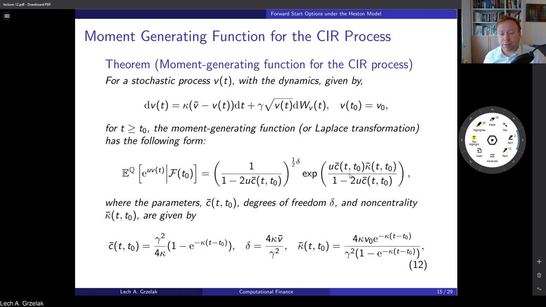But here we see this expression in closed form, and we recognize some coefficients like c bar, delta, kappa bar. These are the functions we already have seen in the definition of the Heston model when we talked about the characteristic function. And this is just an expression of all those coefficients. Again, something to keep in mind is that this is under filtration t0, so here we also have a dependence on V0.